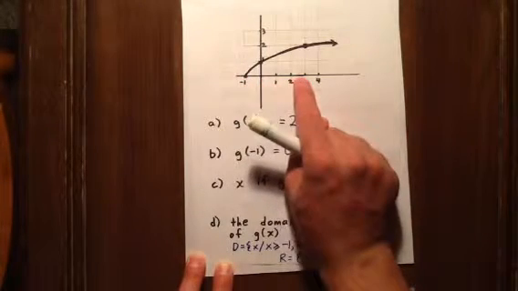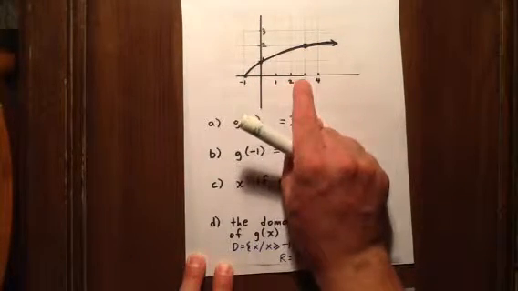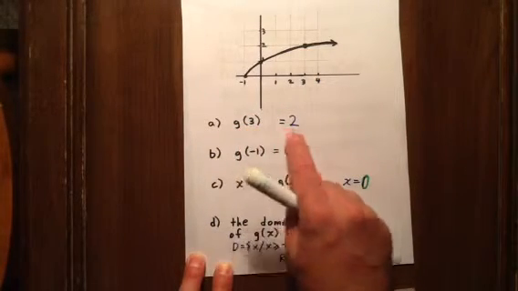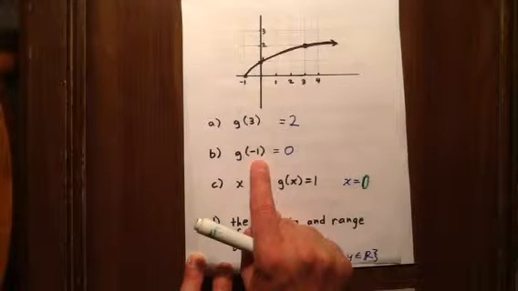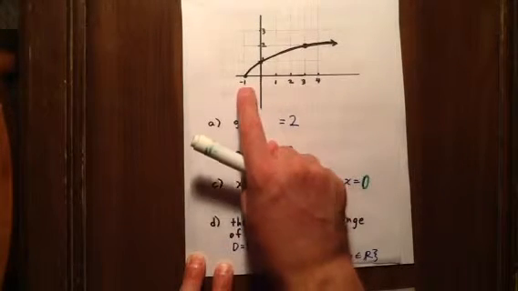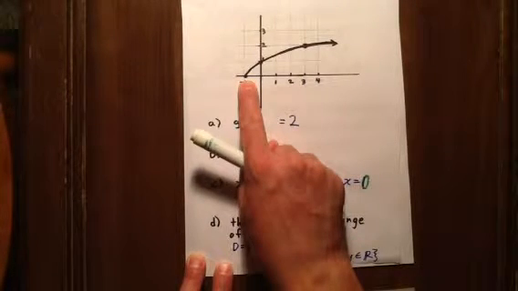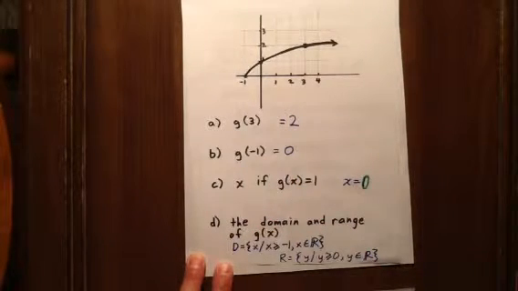Well, when x is 3, the value of the function, the y value, is 2. So when x is 3, the y value is 2. So g at 3 equals 2. Similarly here, what does g at negative 1 equal? Well, we're saying when we input an x value of negative 1, what's the value of the function? Well, when I input an x value of negative 1, the value of the function, or the y value, is 0. So g at negative 1 is 0.